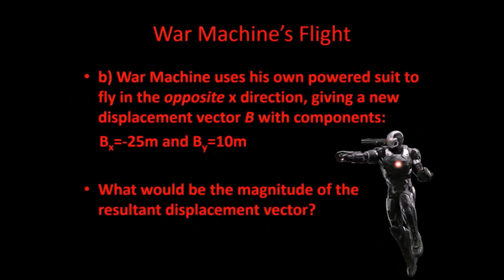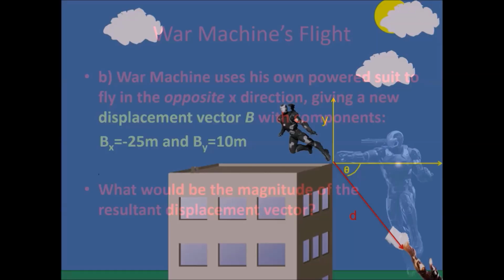Let's take a look at part B. Here we're looking at the other suit, the War Machine suit, and this is going to fly in the opposite x direction, giving a new displacement vector B with components Bx is negative 25 and By is 10 meters. So we've got an x displacement and a y displacement. What's the magnitude of the displacement vector, the resultant vector?